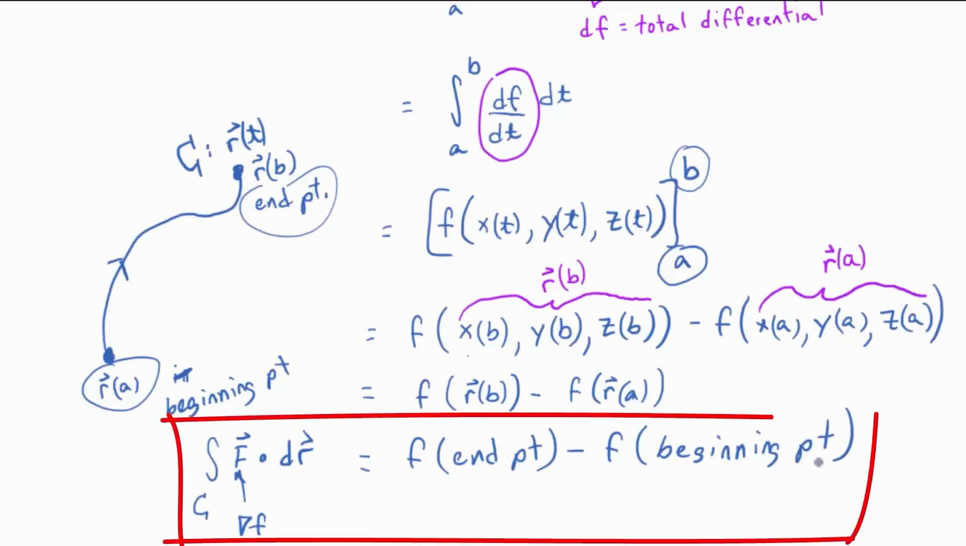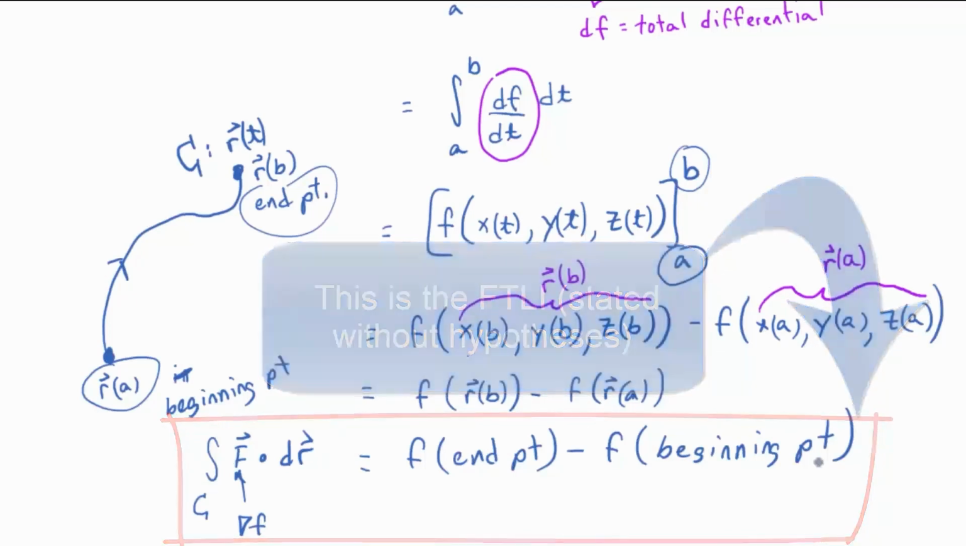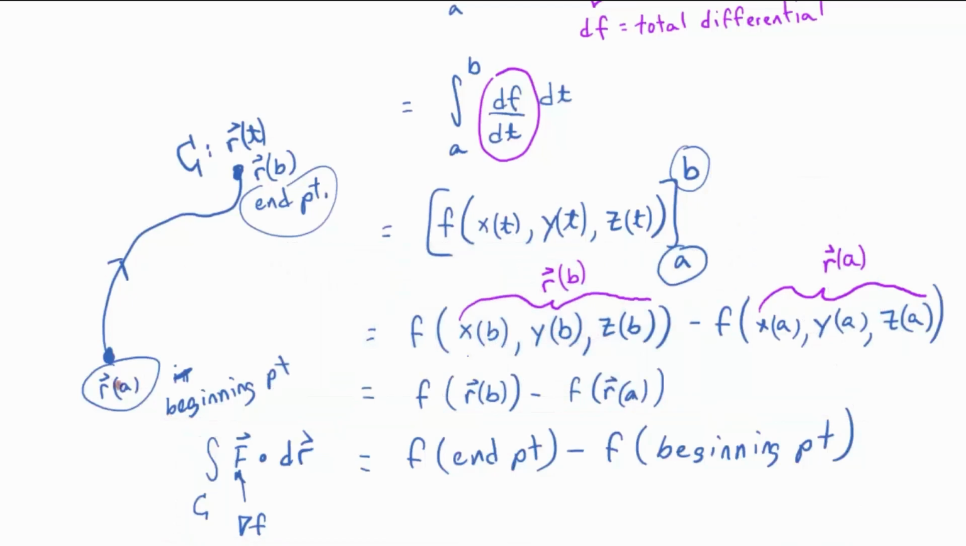What this is really saying is the curve between the beginning point and the end point doesn't matter. Isn't that what it's saying? As long as F is conservative, you could take this curve from r of a to r of b, or you could take some crazy curve, doesn't matter, from the same beginning point to the same end point, and guess what? You're going to get the same value over either curve for the integral. It's going to be f of the endpoint minus f of the beginning point. The integral is independent of path.